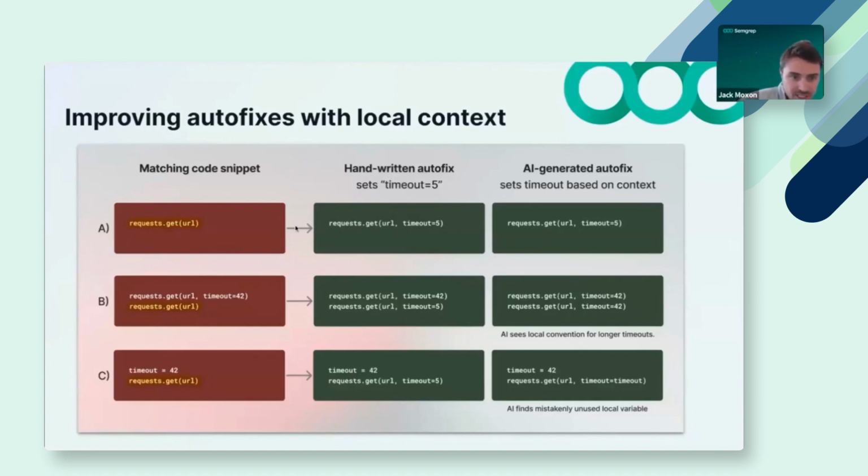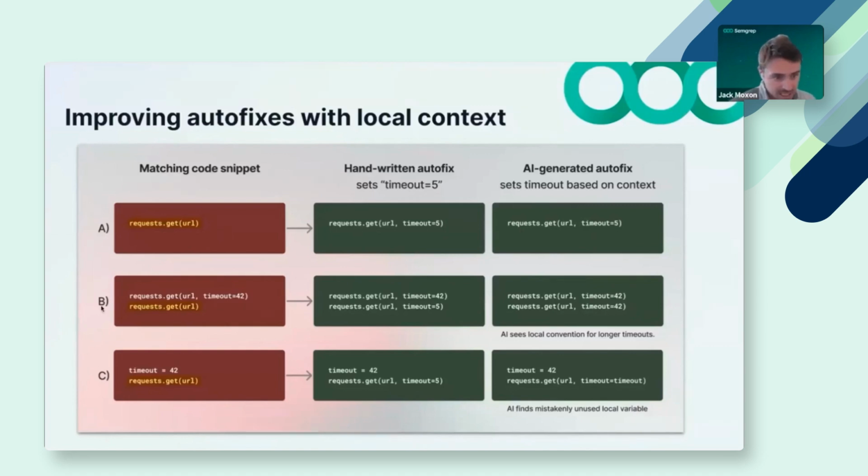So here we have a simple example in section A. The human autofix wants us to add a timeout to this request, and we've hard-coded that timeout to equal 5. And the AI-generated autofix would do the exact same thing in this particular case. Okay, let's find another example.